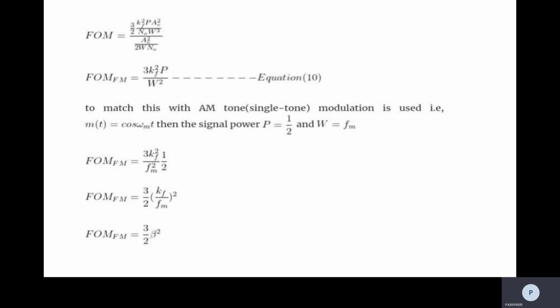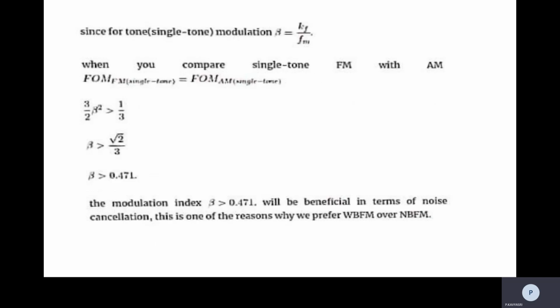Why? Because in place of P power, I'm just substituting 1 by T. In place of W, I'm just substituting FM. It can become 3 by 2 into Kf by FM whole square. So in place of Kf by FM, I'm writing it as beta. So the FOM, the figure of merit of FM, is equal to 3 by 2 beta square. So that is the performance analysis.